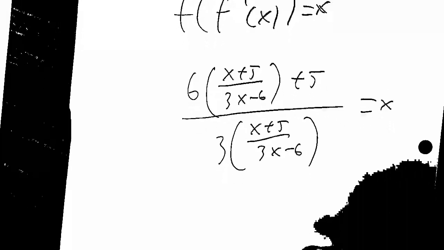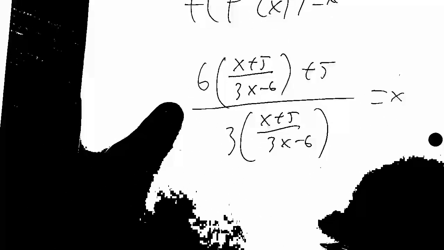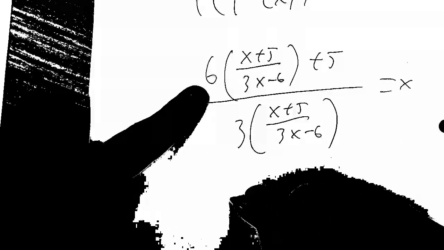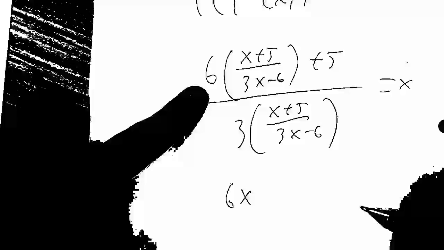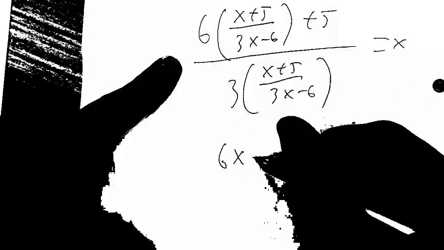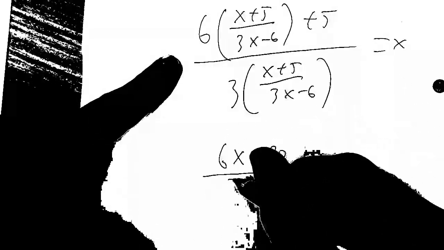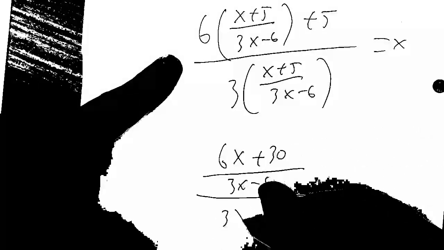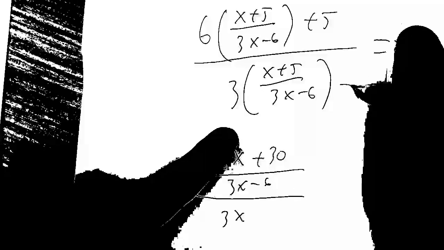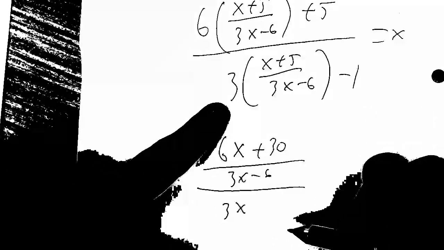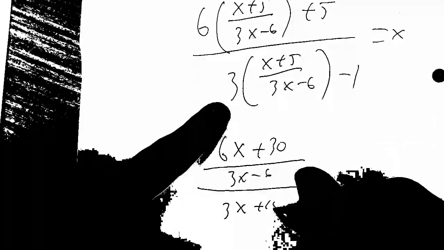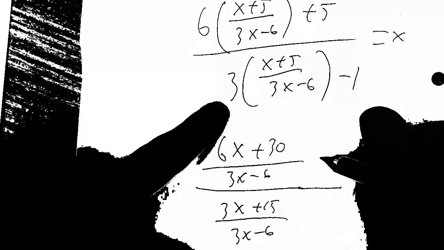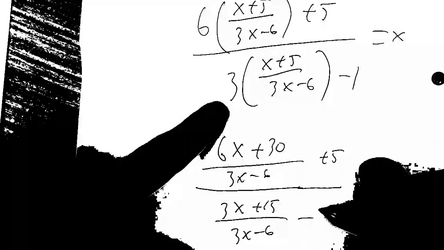Okay, so let's rewrite this a little bit. We can rewrite this as 6x plus 30 over 3x minus 6, over 3x plus 15 over 3x minus 6. Oh, this is minus 1 right here. There is a plus 5 up here, and then there's a minus 1 here.